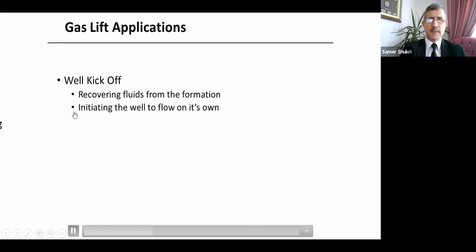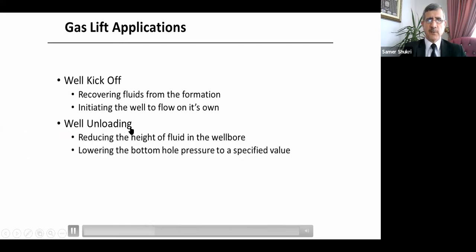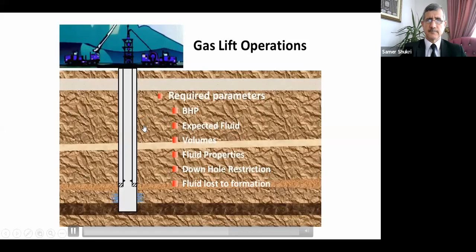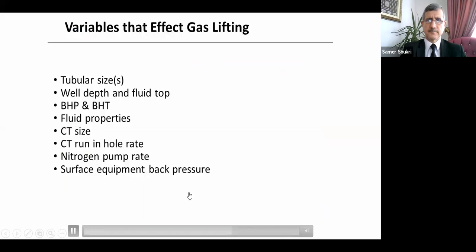Gas lift applications, well kickoff, well unloading. Let's review gas lift applications. There are 2 purposes: expected fluid volumes, fluid properties, downhole restrictions, and fluid loss to formation. Variables that affect gas lifting operations are tubular size, well depth, fluid top depth, bottom hole pressure, bottom hole temperature, fluid properties, coiled tubing size, coiled tubing run in hole rate, nitrogen pump rate, and surface equipment back pressure.